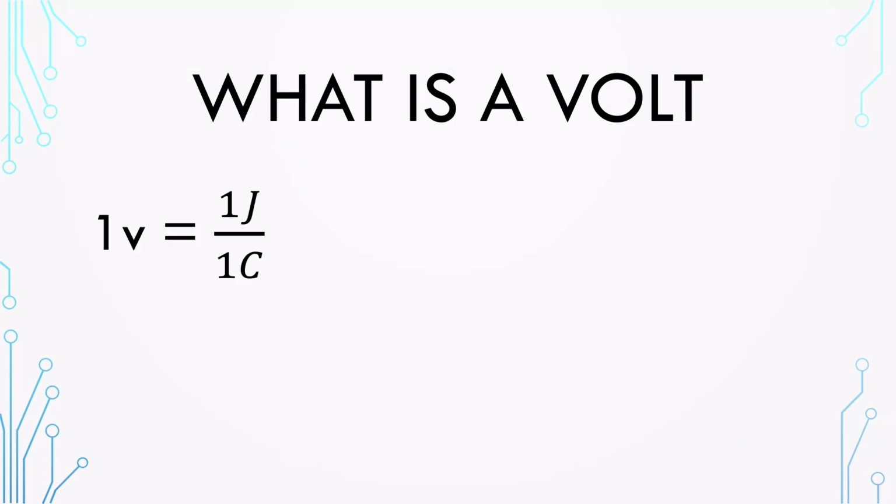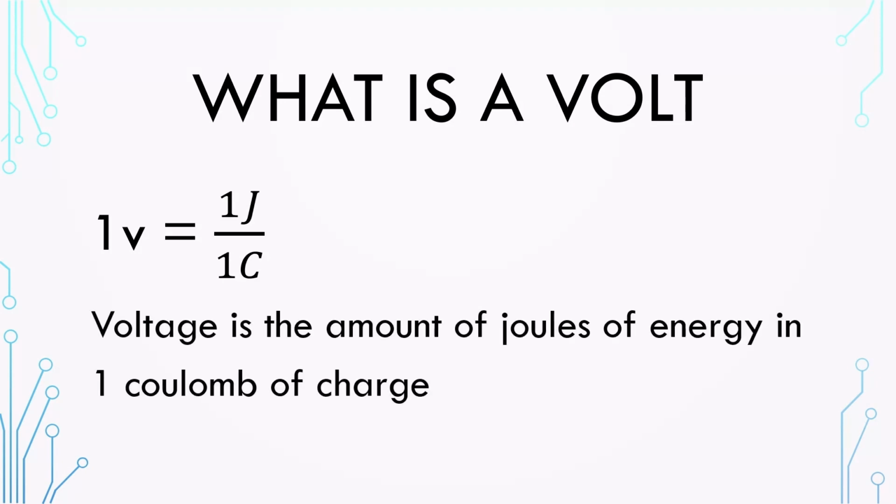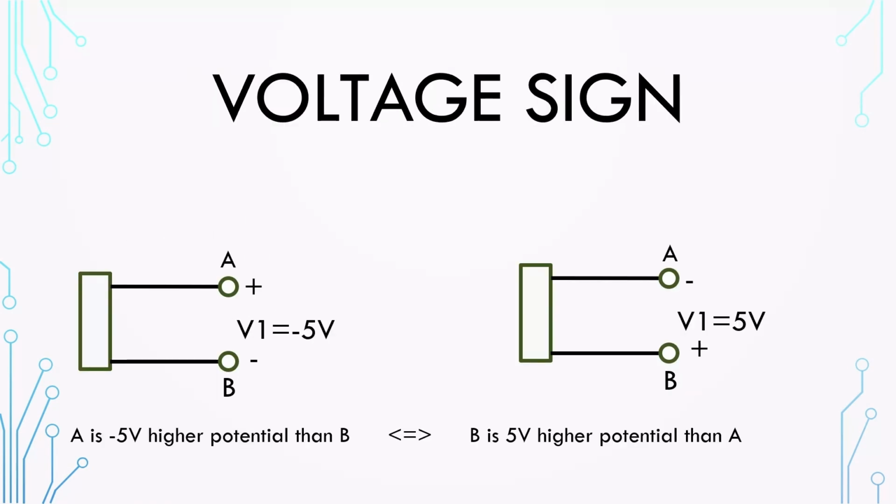So to put it in more mathematical terms, 1 volt is just 1 joule per 1 coulomb of charge. Remember, joule, that's going to be energy. So this is really saying how much energy is in these charges. How much energy do these electrons hold? That's really what a volt is, their potential energy. And the rate that they move, that's going to be their amperage. So like I said, voltage is just the amount of joules of energy in 1 coulomb of charge.